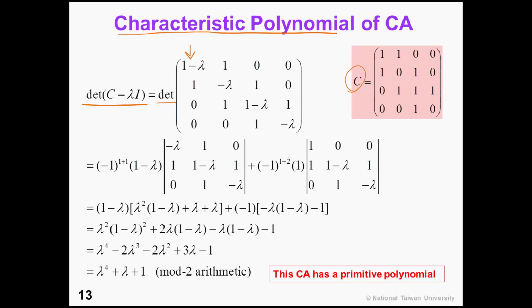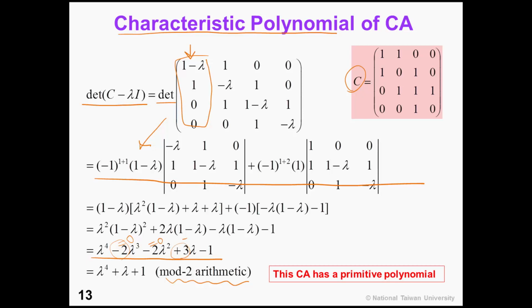Suppose we do a column expansion with respect to the first column. We can obtain this formula. And then after a few expansions, we can obtain this polynomial: lambda to the fourth minus 2 lambda cubed minus 2 lambda squared plus 3 lambda minus 1. Please note that we are using modulo 2 arithmetic. So minus 2 is actually equal to 0, and the plus 3 is actually equal to plus 1, and the minus 1 is equal to plus 1. So now we have this characteristic polynomial, which is lambda to the fourth plus lambda plus 1.